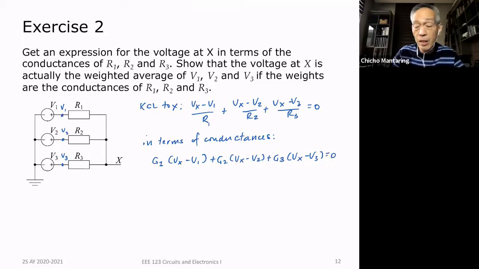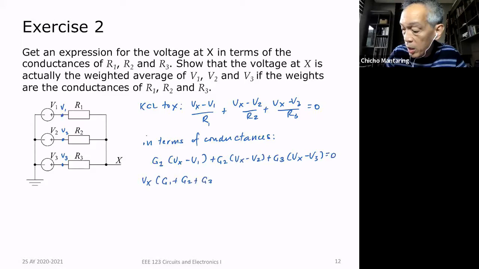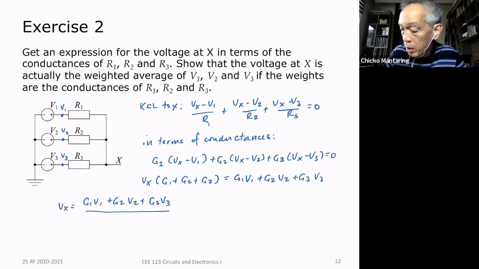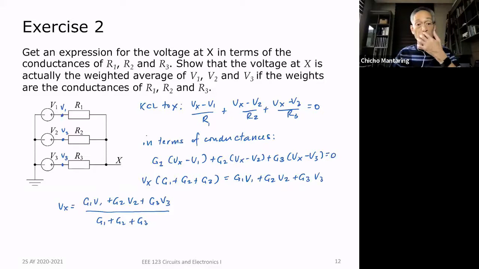If I simplify, I'm going to get Vx multiplied by G1 plus G2 plus G3. Okay. And then putting the V1, V2, and V3 terms in the other side of the equation, I'm going to get G1 V1 plus G2 V2 plus G3 V3. So finally, I'm going to get Vx is equal to G1 V1 plus G2 V2 plus G3 V3 all over G1 plus G2 plus G3. What does this expression look like? This is a weighted average expression.